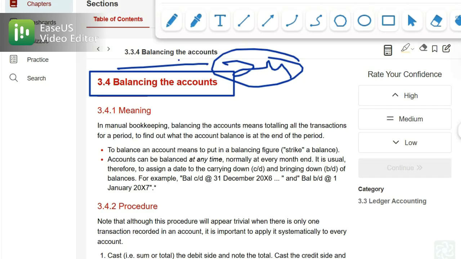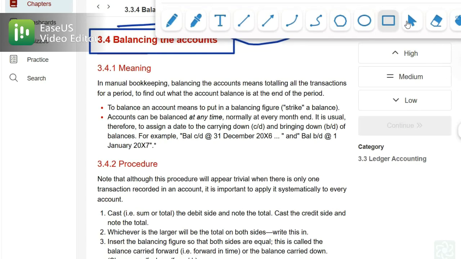Okay, so you have two sides. If there is a difference, and one side is, let's say, 100 and the other side is 90, you have to write 10 on the smaller side as balance carried down to make both sides equal. If you add 10, then it will be 100 and 100, right? Now this shows the closing balance at the end of the period, and it is brought forward to the next period. At the start of the next period, write balance brought down, BD, on the opposite side. This becomes the opening balance for the new period, right?